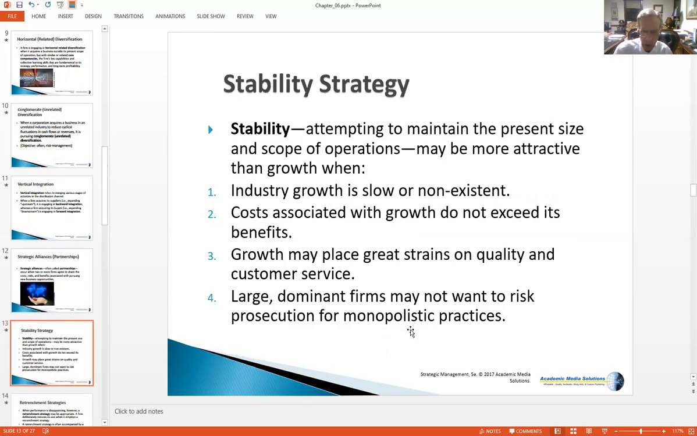And then finally, a stability strategy. Not finally, there's one that comes after that. But Parnell suggests that there may come a time when a firm no longer wants to grow, but it wants to simply maintain the same size. The very last item on the list here is probably the most impressive, and that is that it may be that when a firm gets too large, it can attract the government's attention.